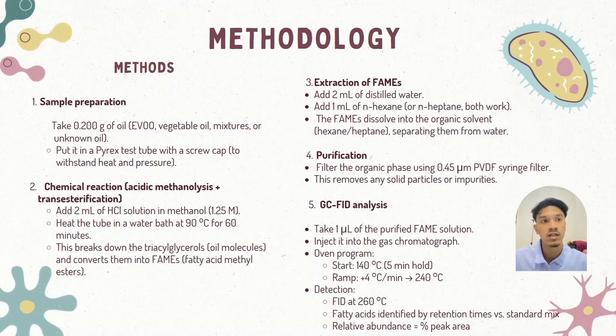And for number 3, extraction of FAMEs, add 2 ml of distilled water and 1 ml of n-hexane, and the FAMEs will dissolve into the organic solvent. For number 4, purification, filter the organic phase using a 0.5 micrometer PVDF syringe filter. And lastly, GC-FID analysis: take 1 microliter of purified FAME solution and inject it into the GC.